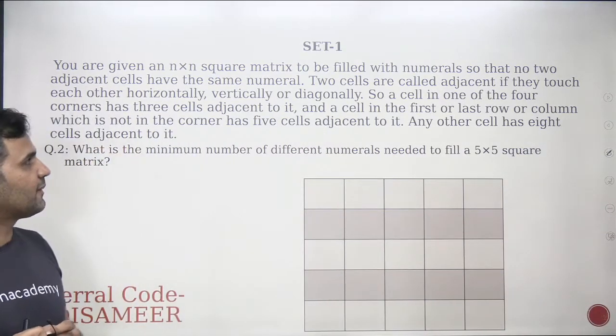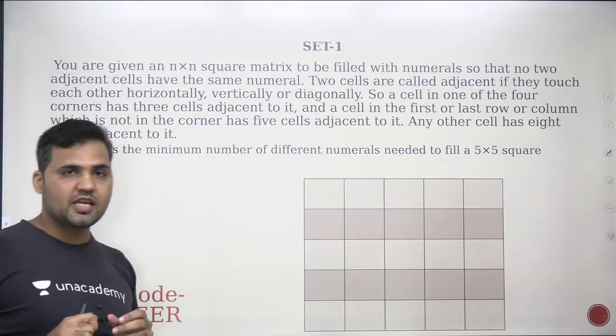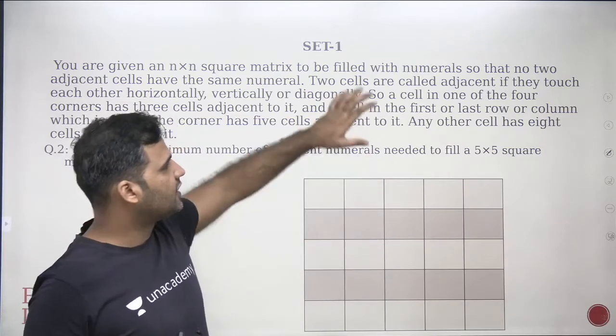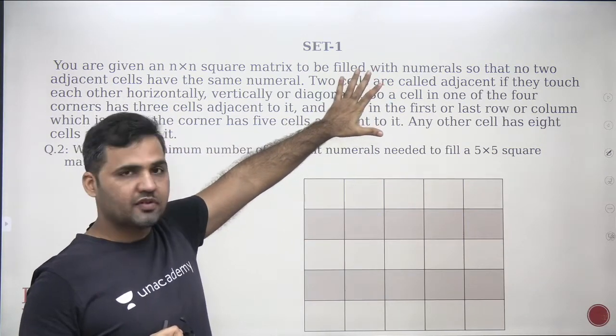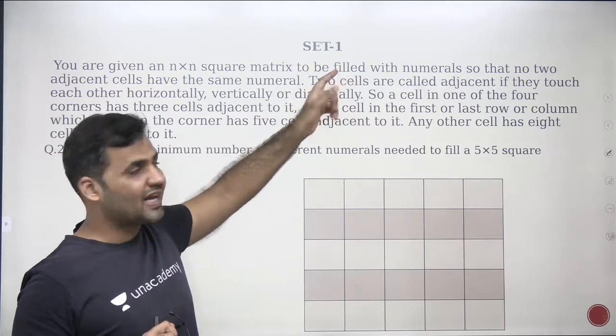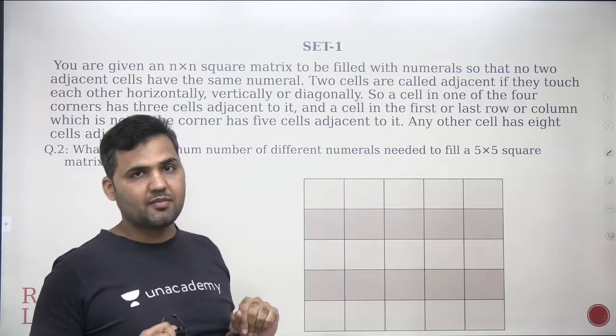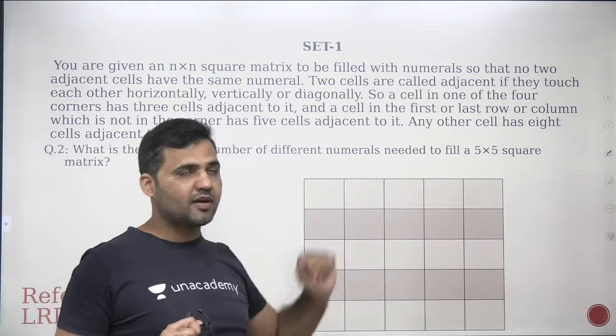My name is Samir Sardana, and in this video I will be discussing question number 2 of the CAT 2018 matrix based set. So in the first part we discuss the instruction given in the first paragraph. The main instruction that we are supposed to follow as per the first paragraph is that no two adjacent cells should have the same numeral, right, while you are filling a matrix.